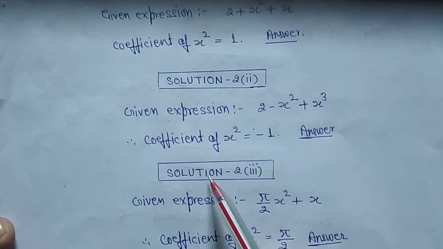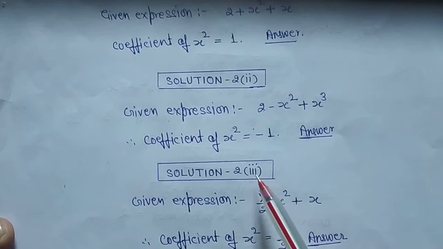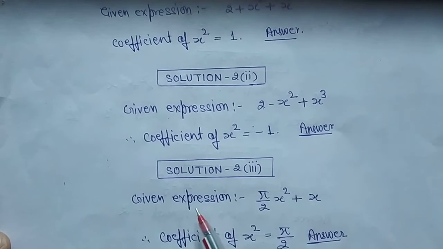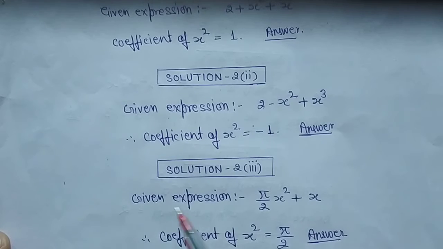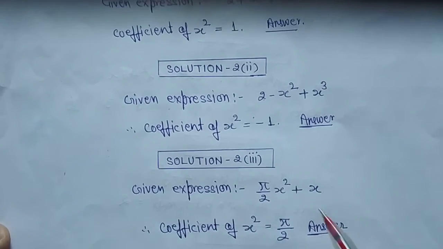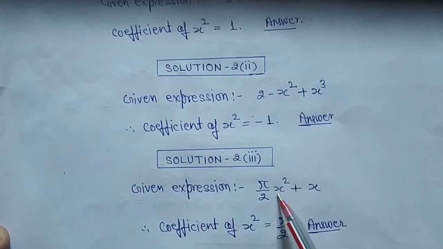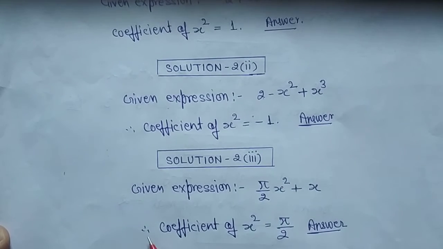Now solution number, third part of question number 2. Here given expression is pi by 2 x square plus x. Here the coefficient of x square is pi by 2. Therefore coefficient of x square is equal to pi by 2.